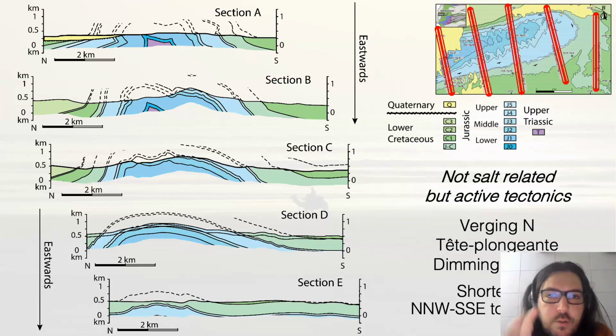To summarize the field data that I've shown so far, it reveals a north-vergent, salt-cored fault-propagation fold, with the Triassic salt acting mostly as a detachment plane. Regional kinematic indicators and structures suggest overall shortening in a north-northwest, south-southeast to north-northeast, south-southwest direction, with active tectonics during the post-reef phase, as evidenced by the syntectonic wedges observed during the late Jurassic to early Cretaceous period.